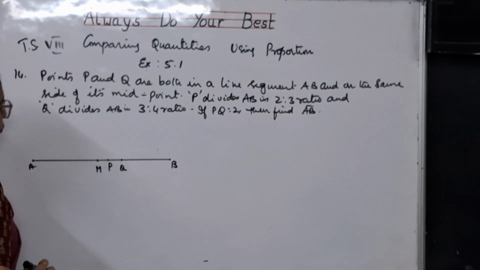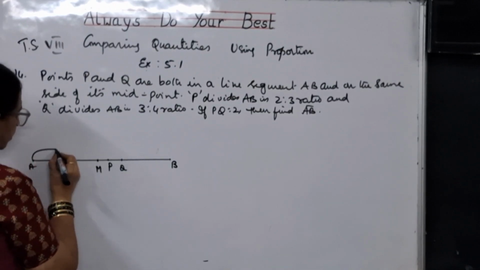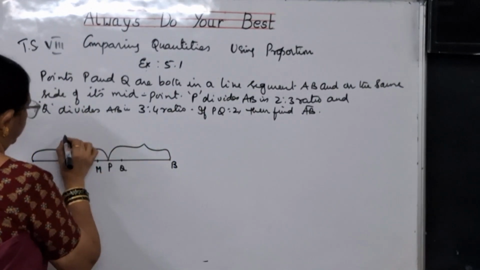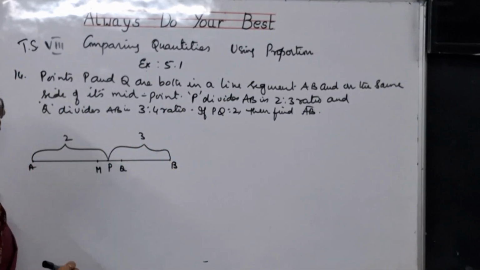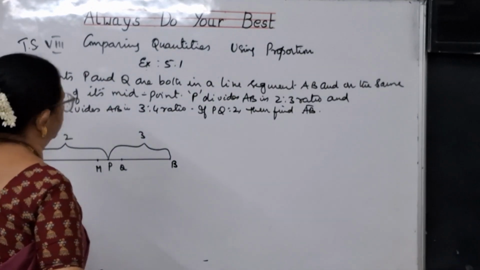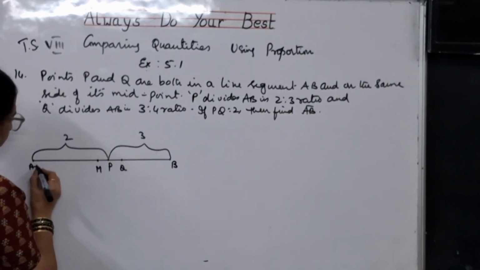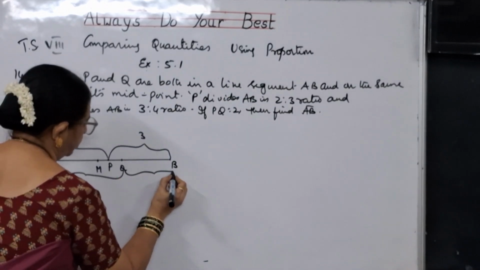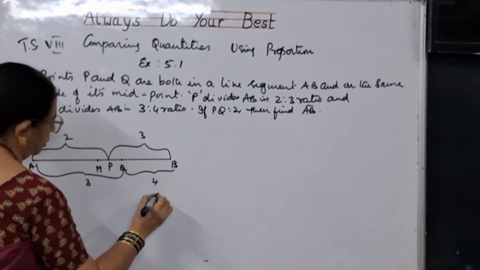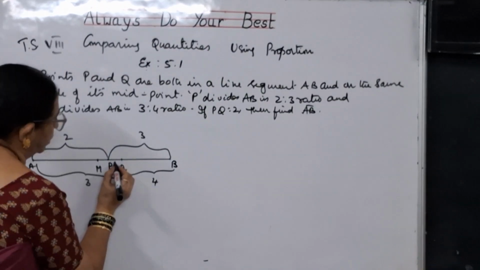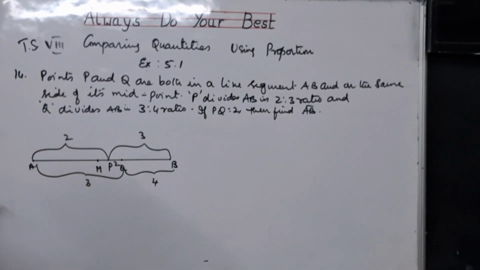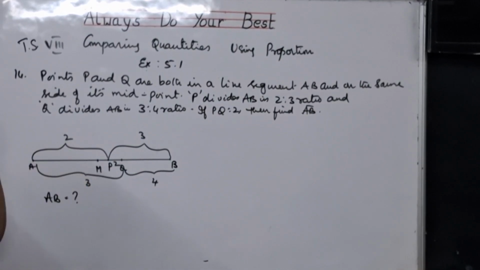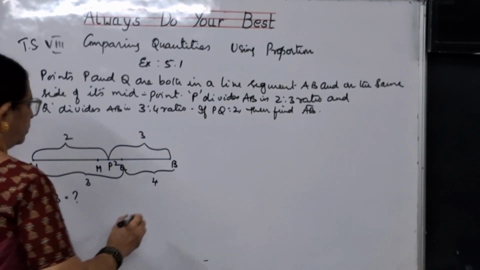P divides AB in 2:3 ratio. That means AP is to PB is in 2:3 ratio. And Q divides AB in 3:4 ratio, so AQ is to QB is 3:4. And they have also given PQ as 2. Now the question is, AB is equal to how much? This is the question. So let us see, children.